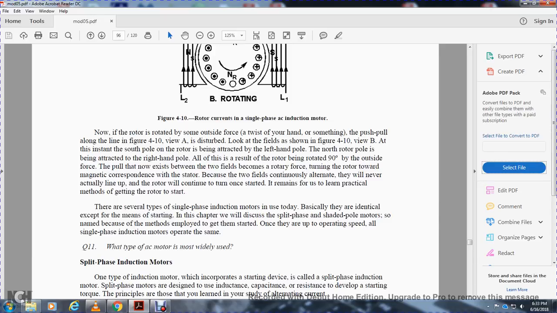There are several types of single-phase induction motors in use today, basically identical except for the means of starting. In this chapter, we discuss the split-phase and shaded-pole motors, so named because of the methods employed to get them started. Once they are up to operating speed, all single-phase induction motors operate the same.